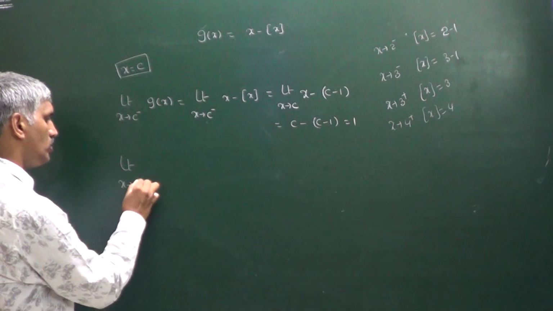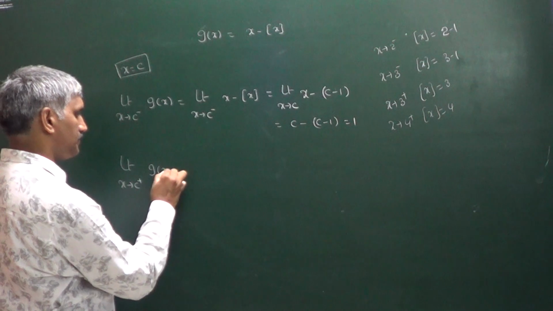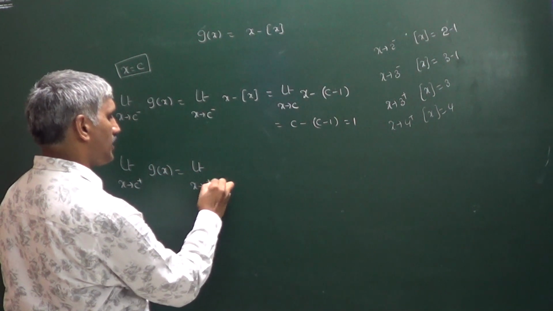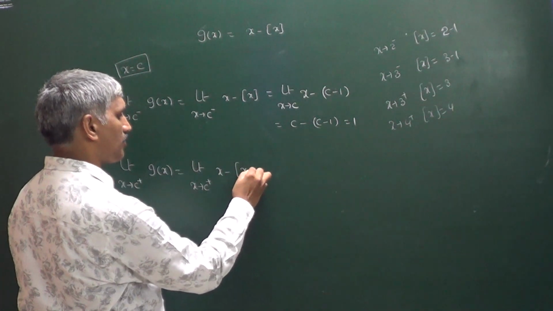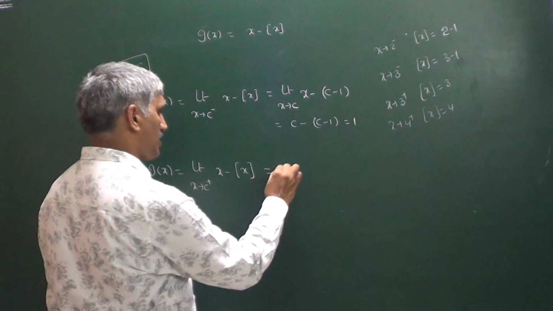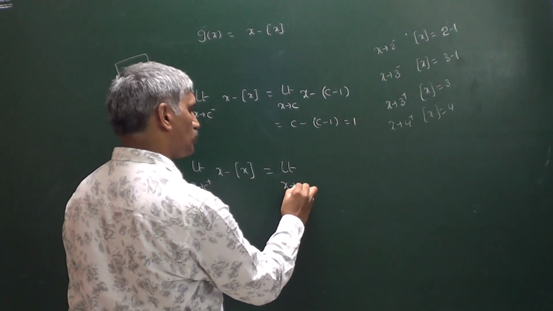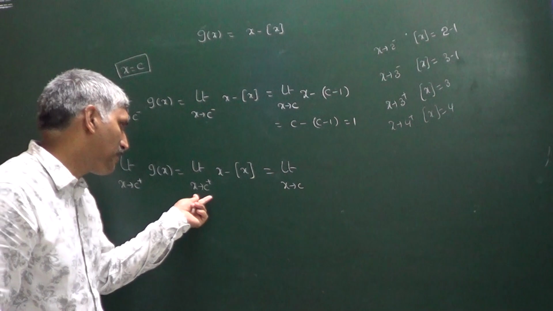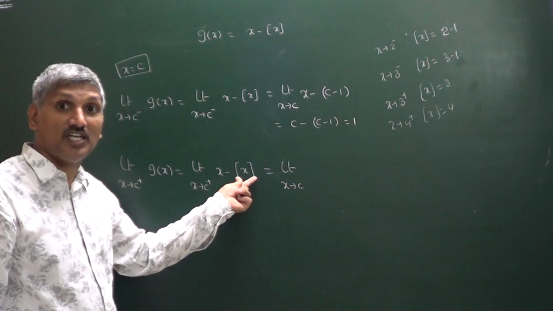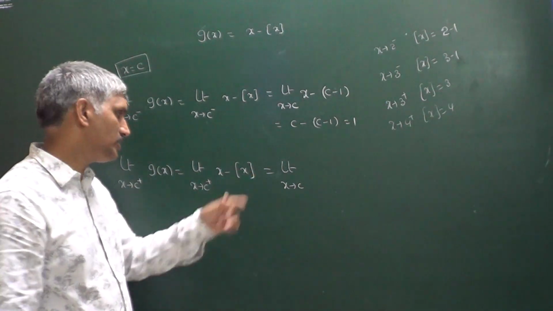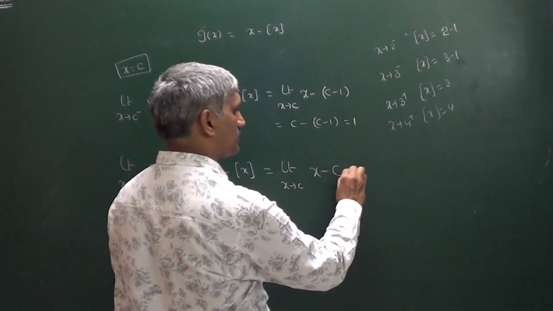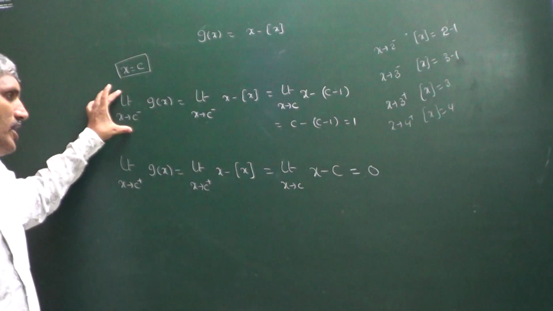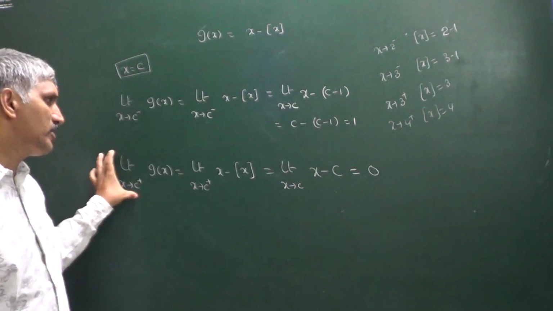Limit x tends to c plus g of x is equal to limit x tends to c plus x minus integral part of x. Now I can write this as limit x tends to c. Now I am not writing c plus, I am writing just c only. In the c plus case, how will it affect? It will affect as c. So we will get x minus c. Now apply the limit. c minus c is equal to 0. Alright, left hand limit we got 1. Right hand limit we got 0.